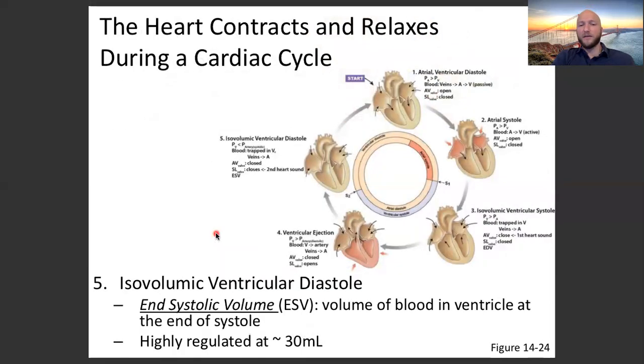End systolic volume, ESV, end systolic volume is the volume of blood in the ventricle at the end of systole. So, which is going to be a larger volume? End diastolic volume or end systolic volume?